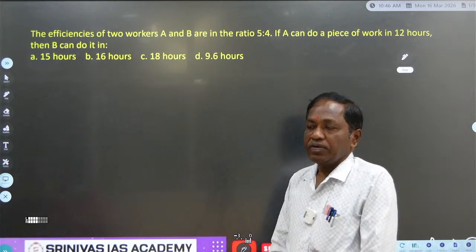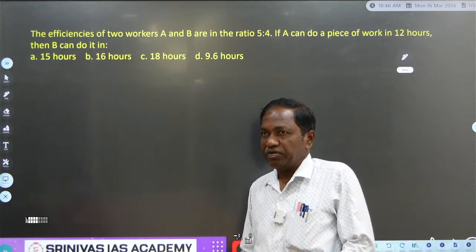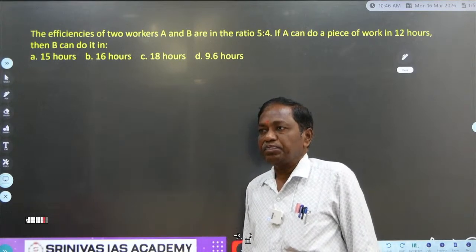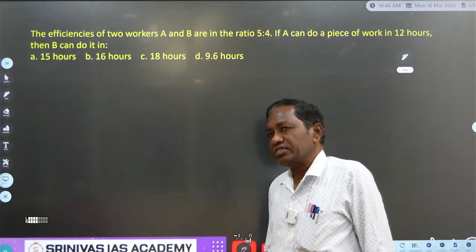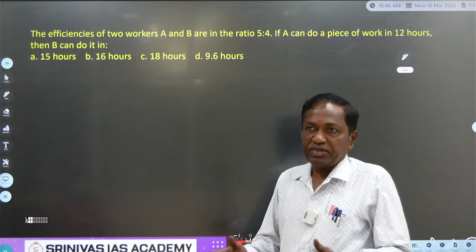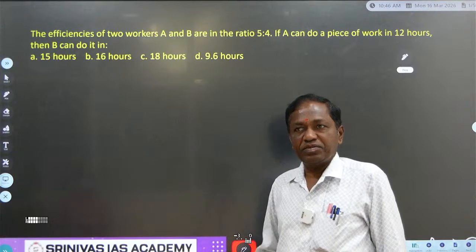So, time and work. The speed, the efficiency. Efficiency is related with what? Speed. And in time and work, just like in time and distance, what happens? Time, distance, speed. So the higher the time, the lower the speed. Lower the time, higher the speed.